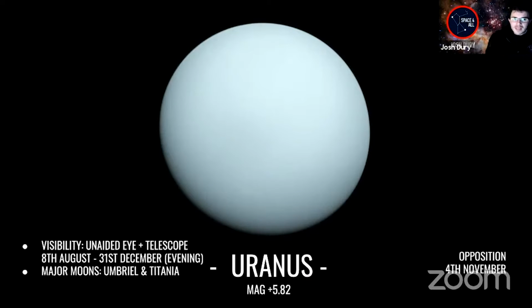But I'm going to say now, it is possible to see the planet Uranus with your unaided eye, but I strongly recommend, if you want to see any surface features whatsoever, you will need to use optical instruments.